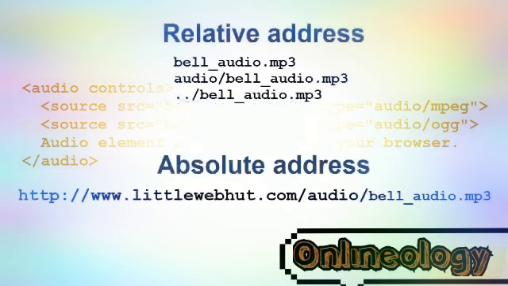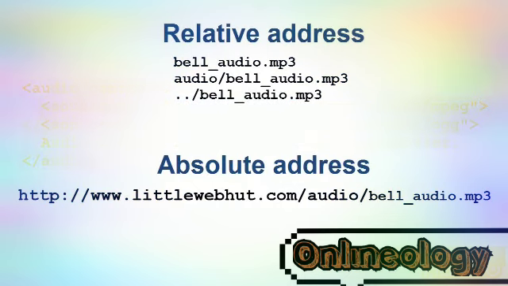Let's take a look at the source element. The source element does not have an end tag. The audio file URL is specified by using the source attribute. Here you can use a relative or an absolute address. Here are some examples of relative addresses. This one can be used if the audio file is in the same directory as the HTML document. This audio file is in a subdirectory, and this one is located one level up.